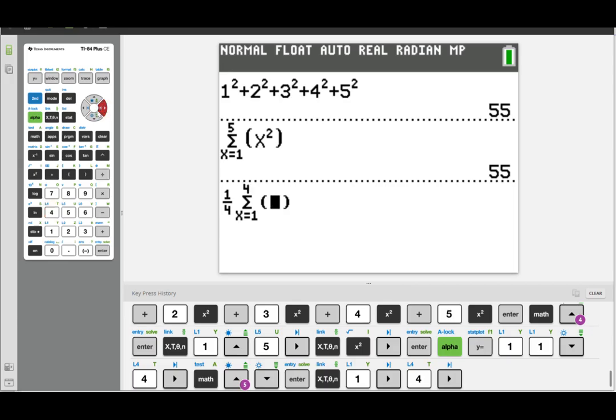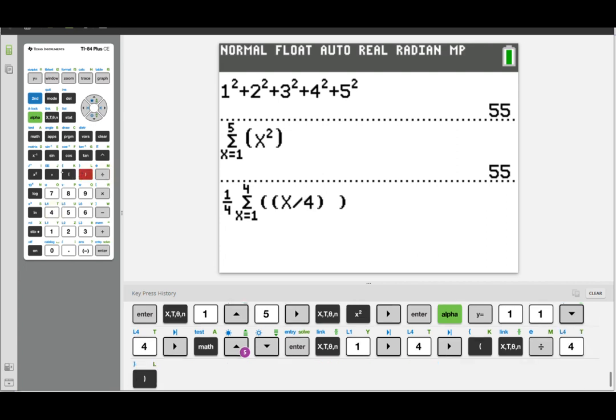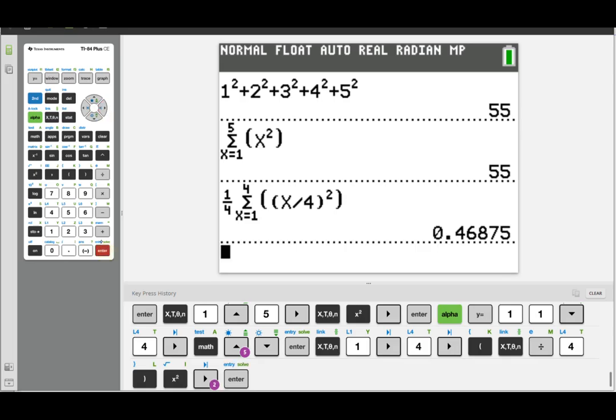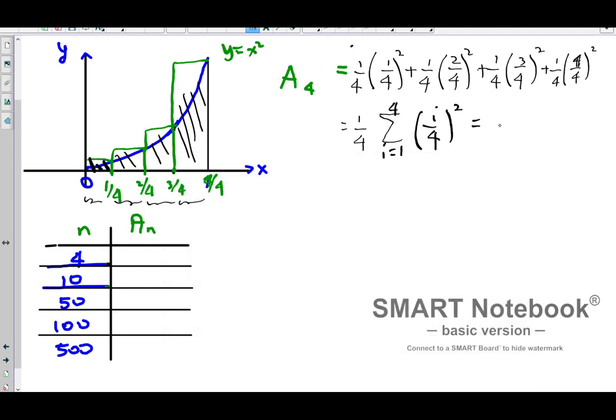And the quantity I want to add is, I'm going to open another parenthesis here. I'm going to enter X over 4 quantity squared. And let's see what we're getting. 0.4687, so roughly 0.469 is the sum of the 4 rectangles, 0.469. And that's a very crude estimate for the area under that curve, but it's a start. We're going to get better and better as we increase the number of rectangles to 10, 50, 100, and 500.